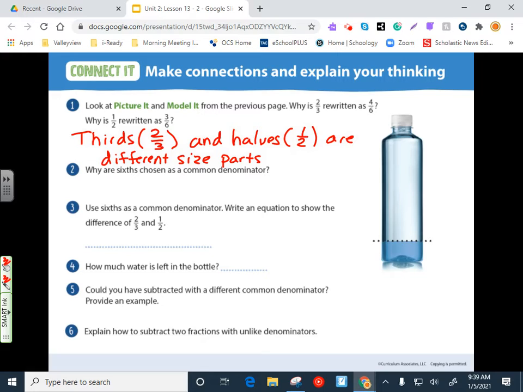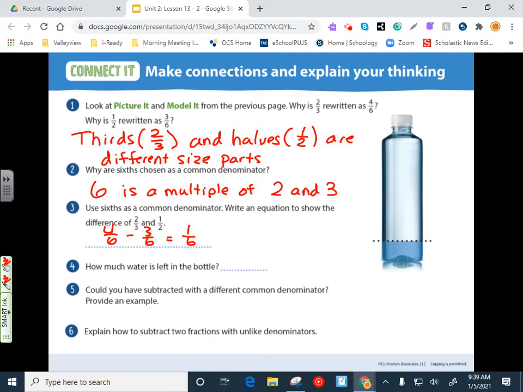Why is 6 chosen as the common denominator? Because 6 is a multiple of 2 and 3. Simple as that. Use 6 as a common denominator. Write the equation to show the difference of 2/3 and 1/2. We've already done that a couple pages ago, but let's show it. 4/6 minus 3/6 equals 1/6.